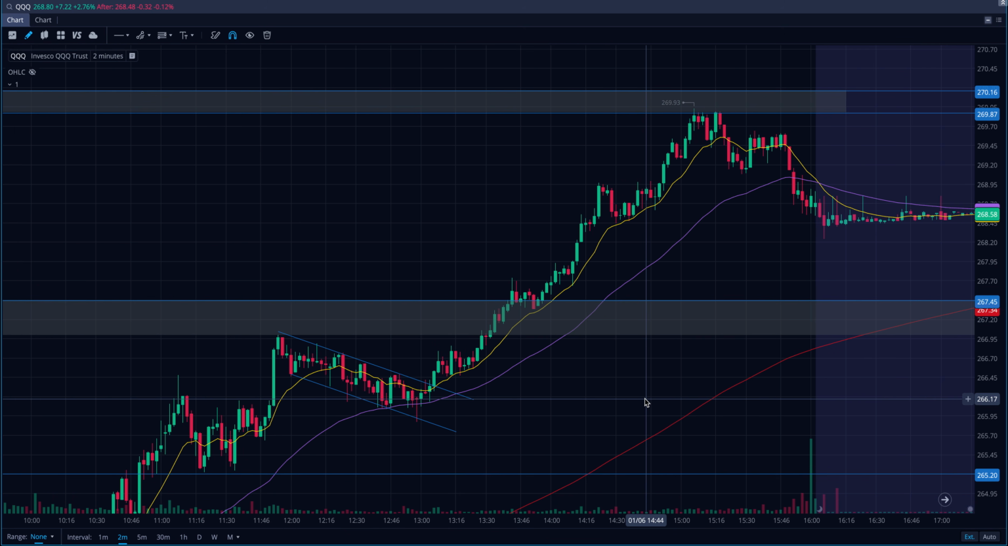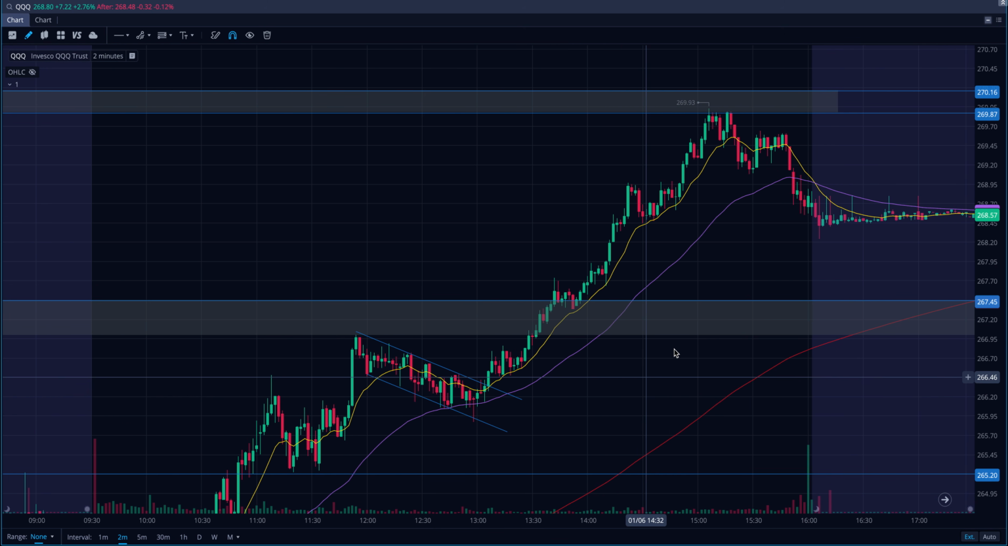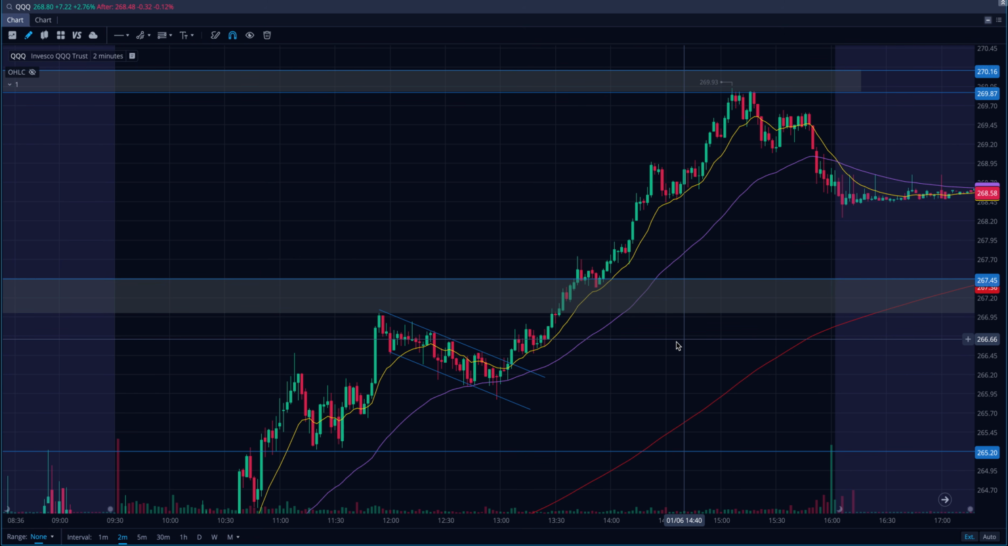So long story short, that was basically my overall day of trading. I was watching QQQ all day. I hesitated on this one. I waited for some confirmation. I got it as it pushed through this zone showing strength. So I jumped in on the pullback.